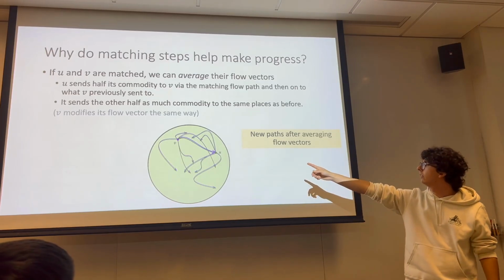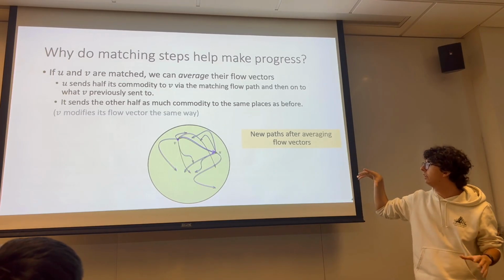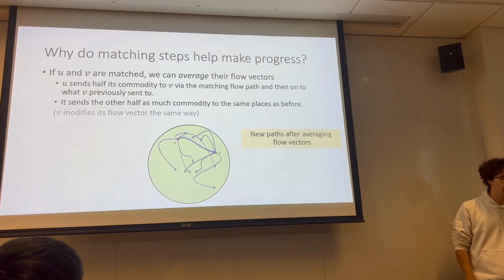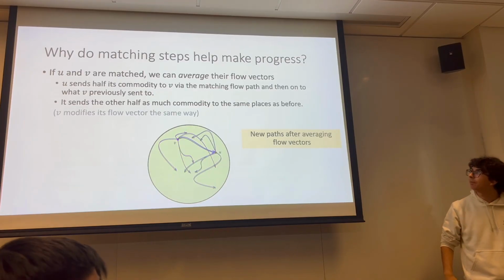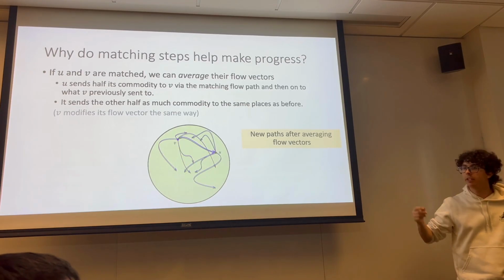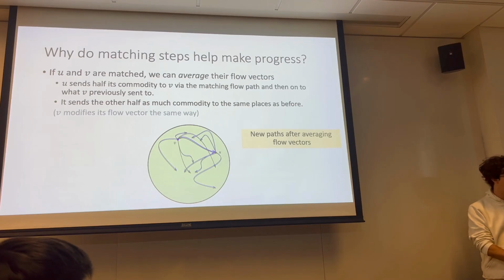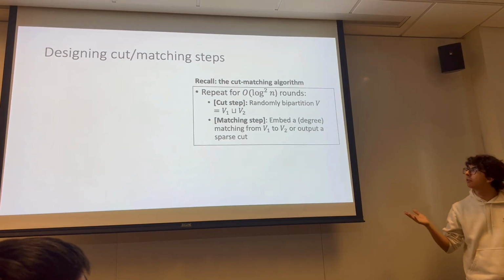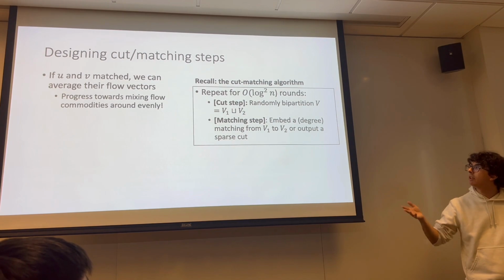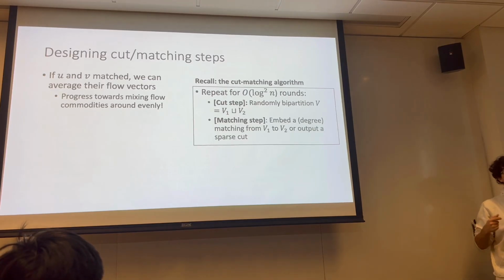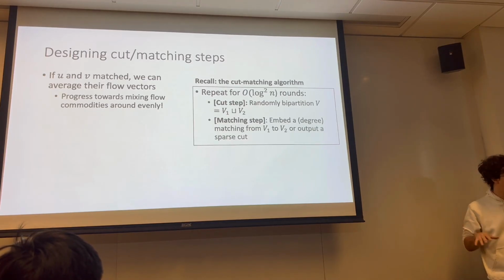U sends some to V, and then from V, and half as much to the places before. So if they were sending to really different places, this makes a lot of progress towards mixing up all the commodities in the graph. And that's the intuition for the matching step. If U and V are matched, we can sort of average the places where they send all their commodities, making progress towards mixing it all up really well.